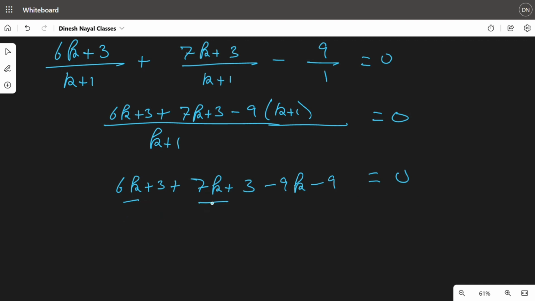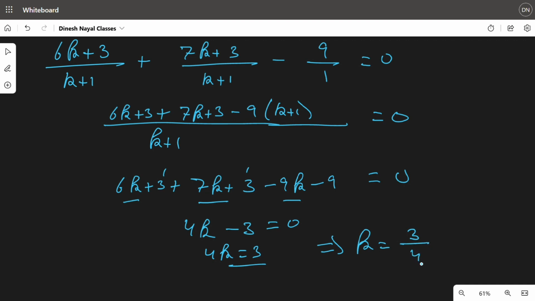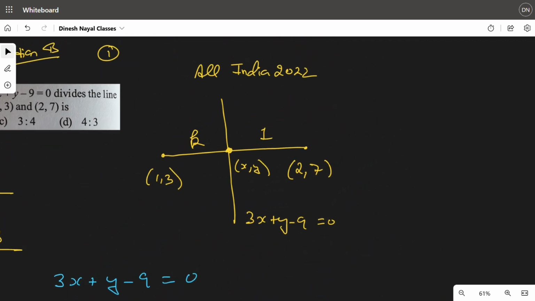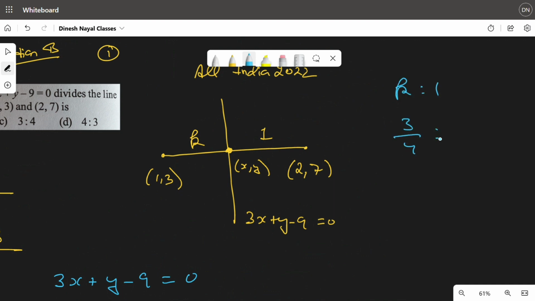13k, and then minus 9k, that becomes 4k. 3 plus 3 is 6, plus 6, plus 6 minus 9 is minus 3, equals 0. So 4k equals 3. This implies k is 3 by 4. So the value of k is 3 by 4 and the ratio was k is to 1. So k is to 1 is the ratio. This is 3 by 4 is to 1.